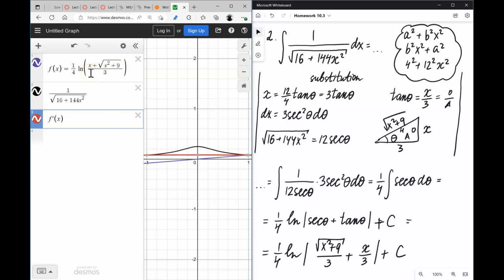Can't seem to find the mistake here. Let's see. Substitution is fine. So 3 tangent. Oh no. Oh boy. Rookie's mistake. Happens a lot, right?